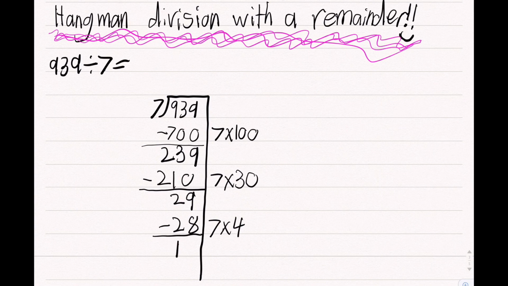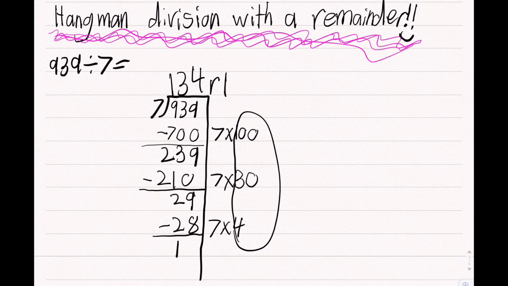Wait, you can't put 7 into 1. What do we do? It's called a remainder. So we have a remainder of 1. So the answer is 134 remainder 1.